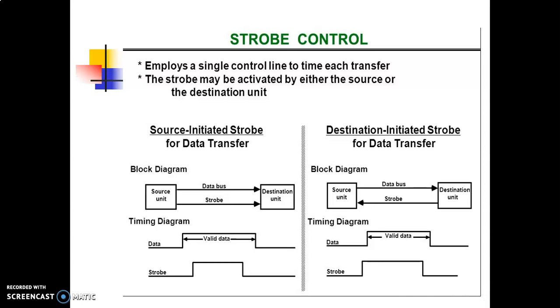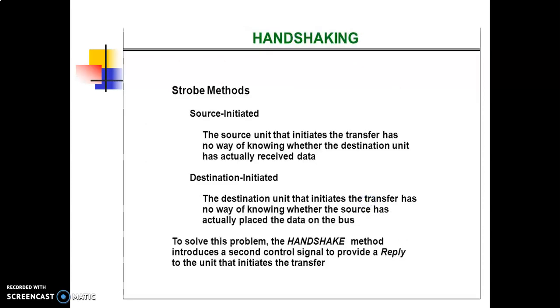So the handshaking method solves this problem by introducing a second control signal that provides a reply to the unit that initiates the transfer. The basic principle of the two-wire handshaking method, as the name implies, is the two-wire handshaking method of data transfer. One control line is in the same direction as the data flow in the bus, from the source to destination. It is used by the source unit to inform the destination unit whether there is valid data in the bus. The other control line is in the other direction, from destination to source. It is used by the destination unit to inform the source whether it can accept the data.